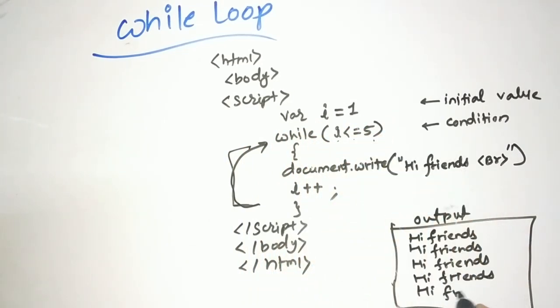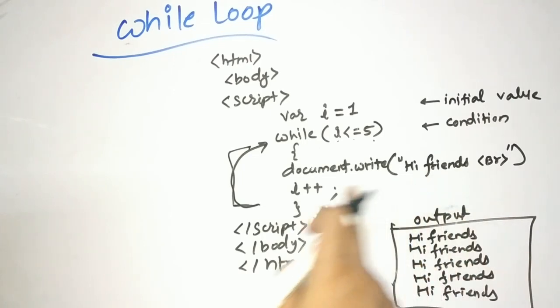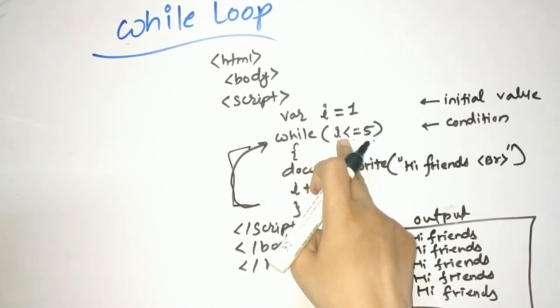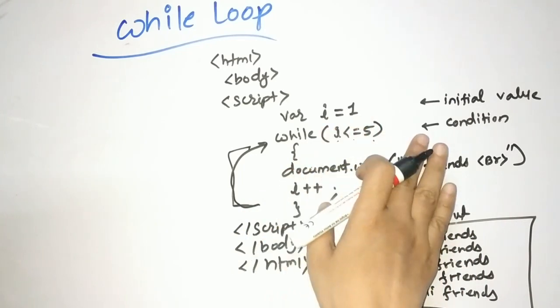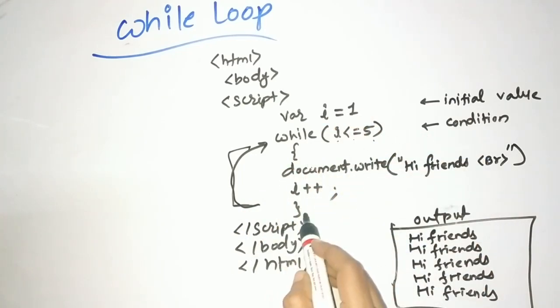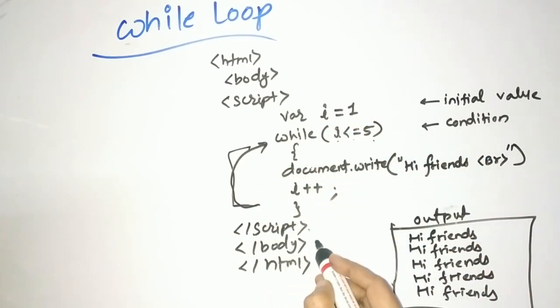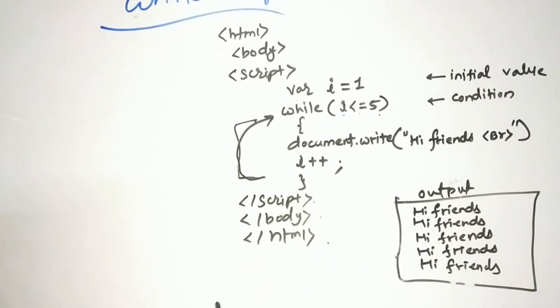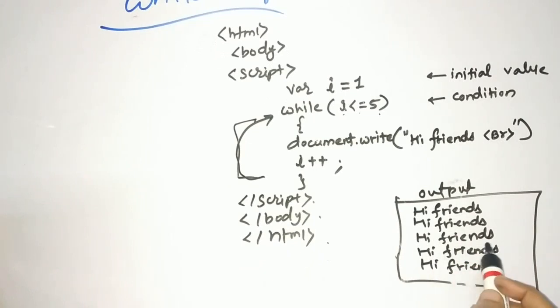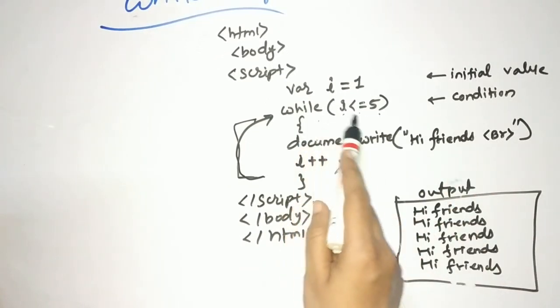Again one more time: now 5 plus plus is 6. So 6 is less than 5? It is false, so the loop comes out directly. Script close, body close, HTML close, and the program execution stops. So this is the output on the screen. This statement has printed 5 times as the while condition was true.